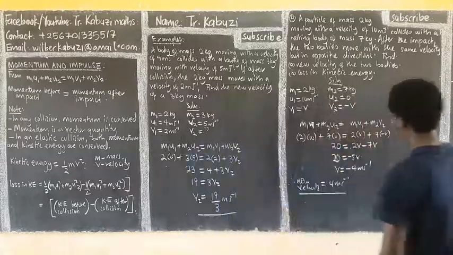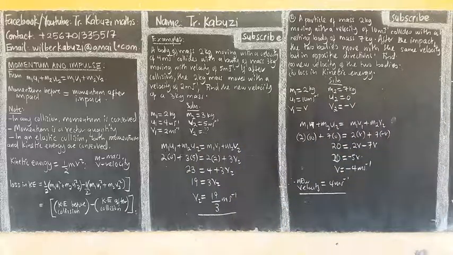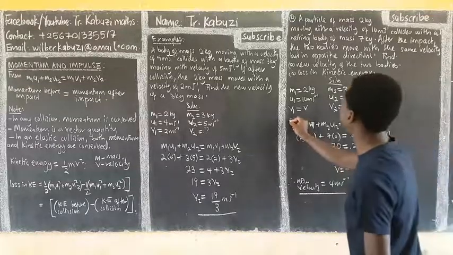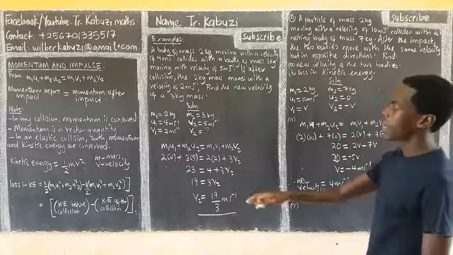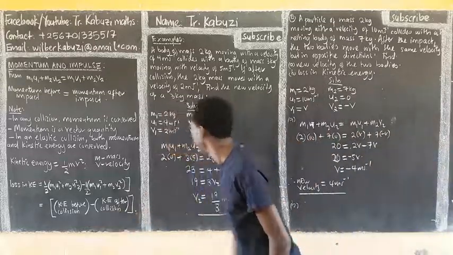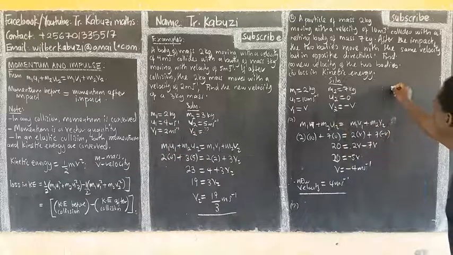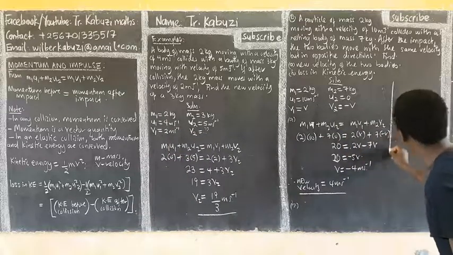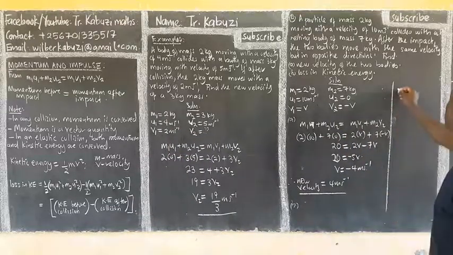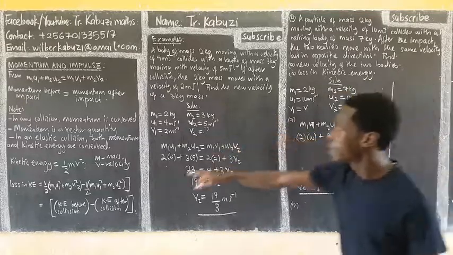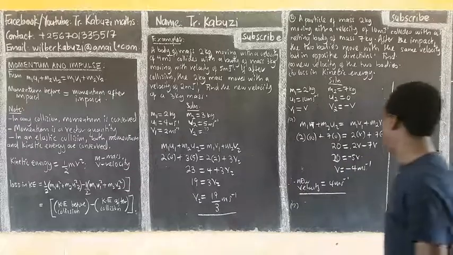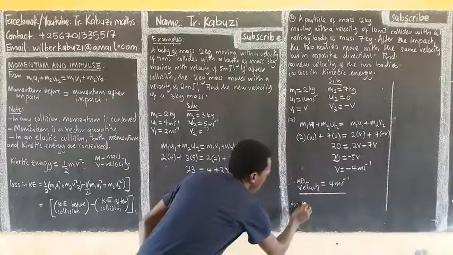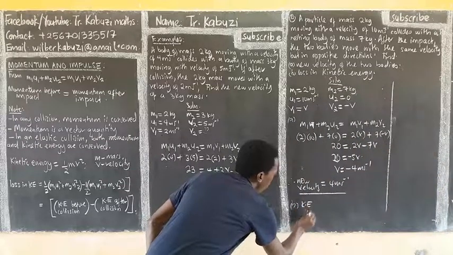Now, the next, they are asking us to get the kinetic energy. So this was part A. Then in part B, they want us to get the kinetic energy. So we get the kinetic energy before collision. Okay, KE before collision, we get this and this.